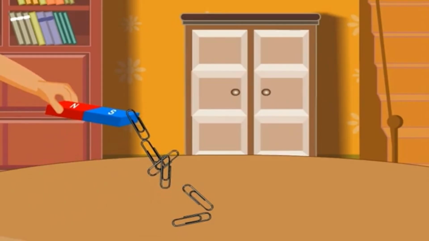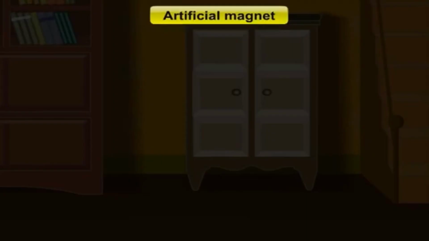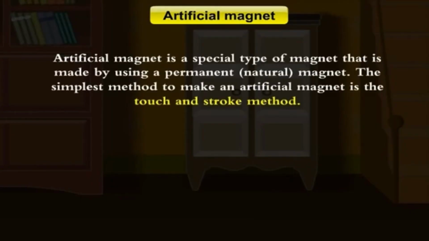Now, why does this happen? I will not give you a straightforward answer, but I'll help you discover the answer. Before that, let me tell you how to make an artificial magnet by using a permanent magnet. For that, you need to know what an artificial magnet is. Artificial magnet is a special type of magnet that is made by using a permanent or let's say a natural magnet. And the simplest method to make an artificial magnet is the touch and stroke method.